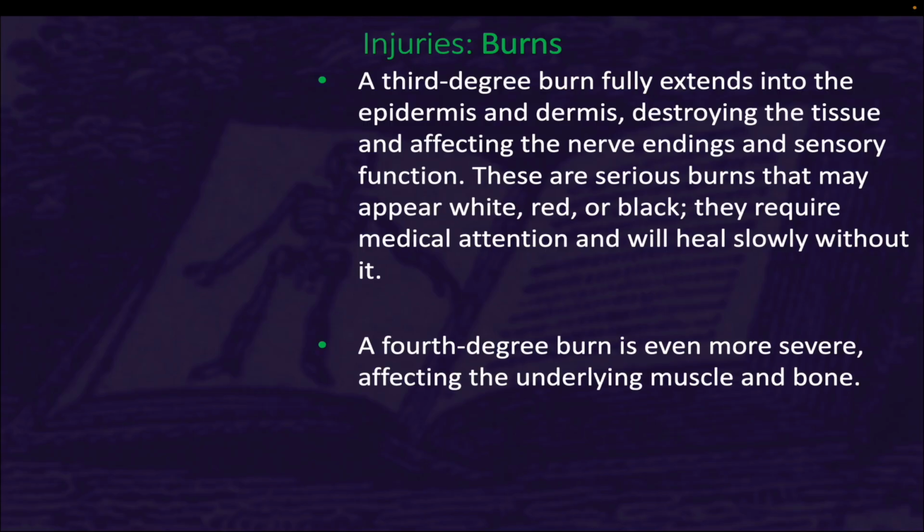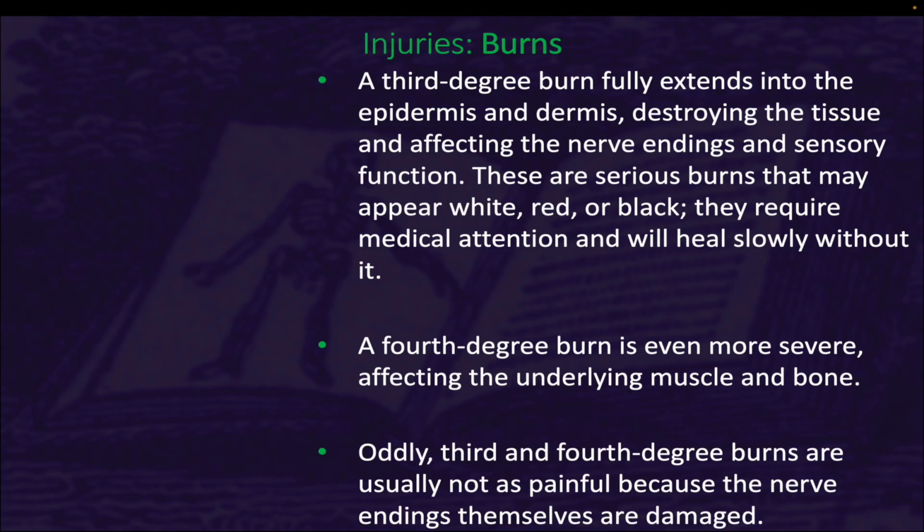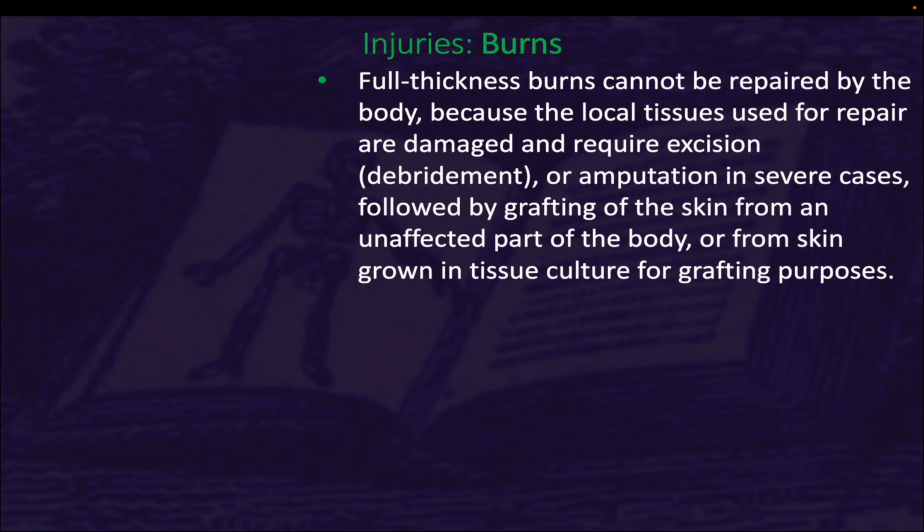A fourth-degree burn is even more severe, affecting the underlying muscle and bone. Oddly, third and fourth degree burns are usually not as painful because the nerve endings and cells are damaged. Full thickness burns cannot be repaired by the body because the local tissues used for repair are damaged and require excision, or amputation in severe cases, followed by grafting of the skin from an unaffected part of the body, or from skin grown in tissue culture for grafting purposes.